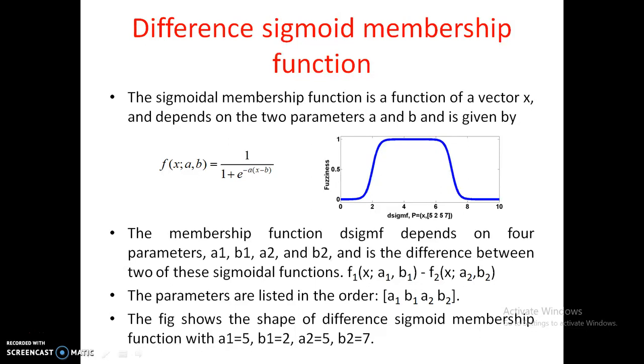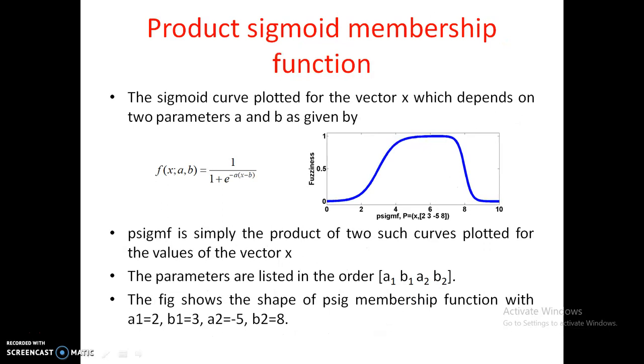And next, this is the product of sigmoidal membership functions. So I need to do the product of it. You can also substitute the values of a1, b1, a2, b2, and then multiply them, so that you will get different values, and please plot those values so that you will get the same type of curve. Okay, that's the thing.